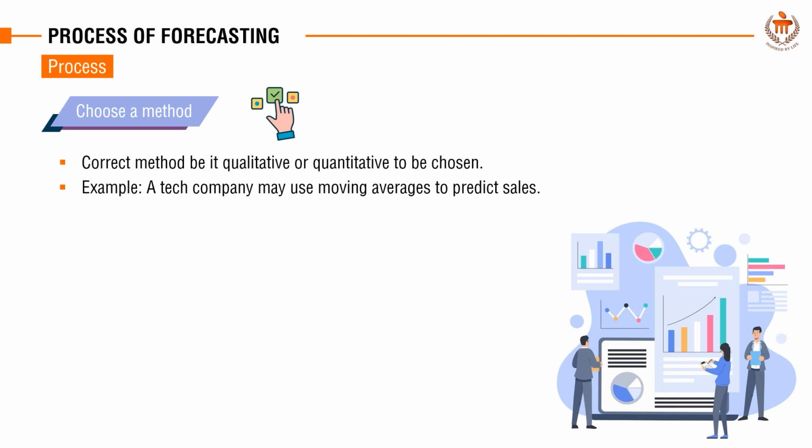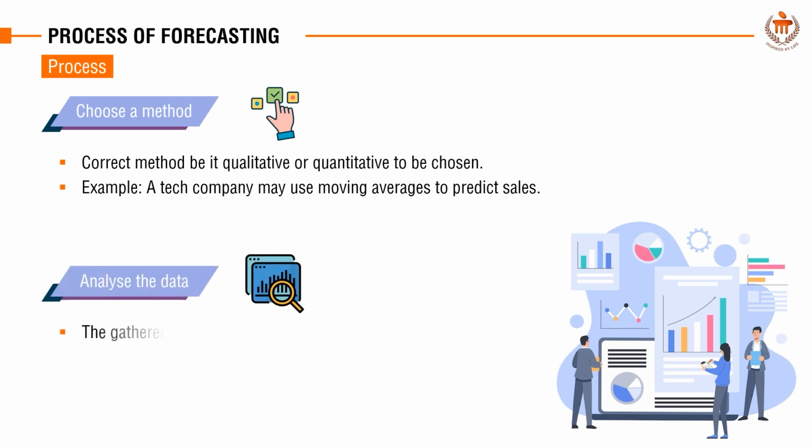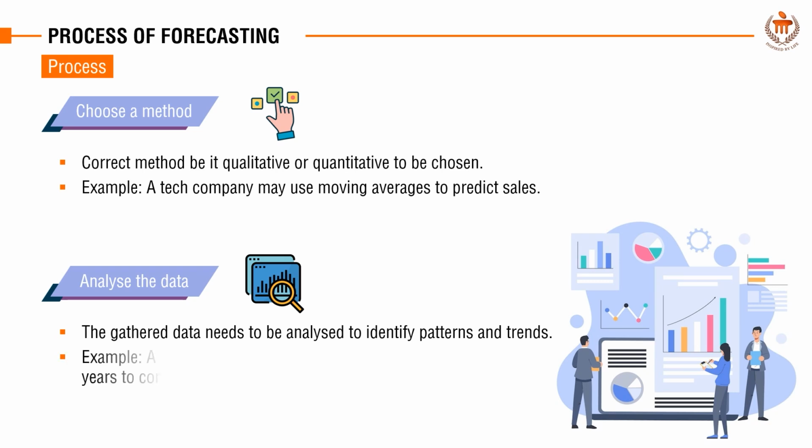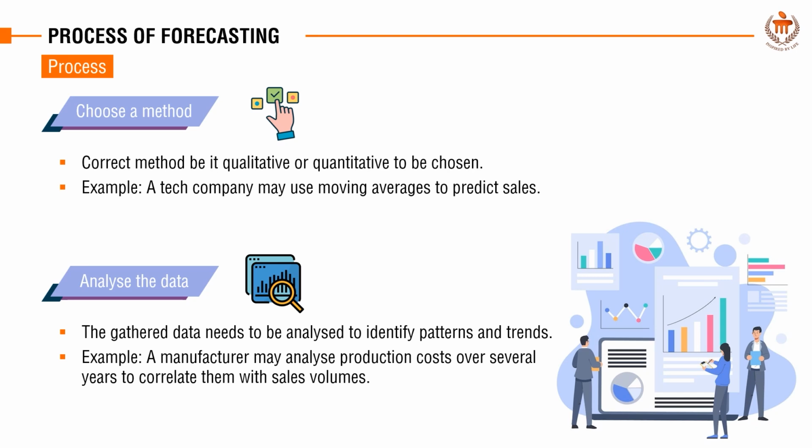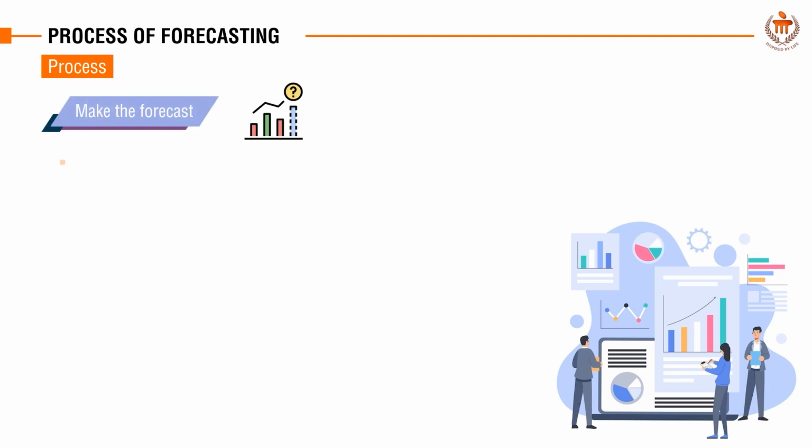data. Analyze the data. In this step, the gathered data is analyzed to identify patterns and trends that will aid in making an accurate forecast. Techniques such as statistical analysis or data visualization can be employed to understand the relationships within the data. For example, a manufacturer may analyze production cost over several years to determine how they correlate with the sales volume.